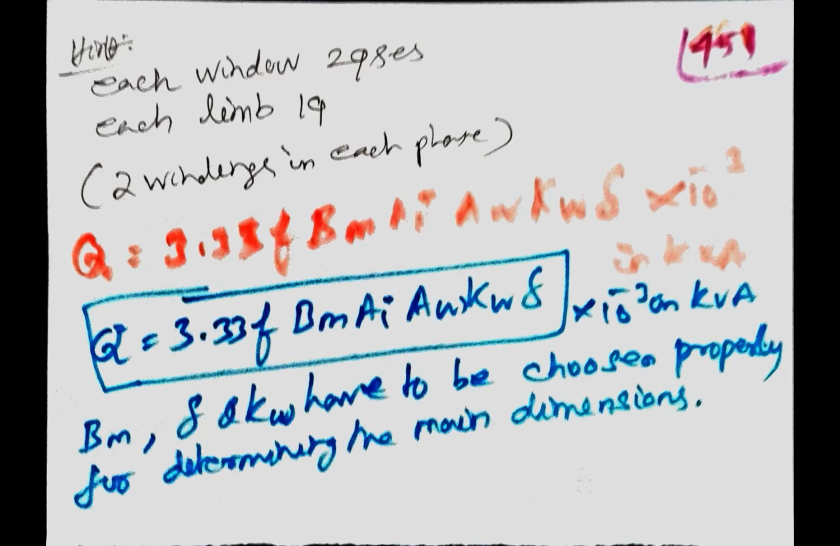Hint: each window has two phases, each limb carries a single phase, two windings in each space. Q is equal to 3.33 f Bm Ai Aw Kw delta into 10 power minus 3 in kVA, where Bm, delta and Kw have to be chosen properly for determining the main dimensions. The output equation we obtain for a three-phase transformer is 3.33 f Bm Ai Aw Kw delta into 10 power minus 3 in kVA.